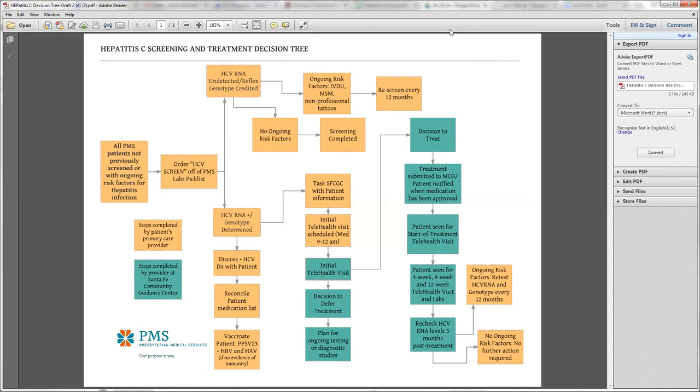I would appreciate it if you did not share my cell phone number with your patients with hepatitis C. And I look forward to working with you all, and hopefully we'll do a lot of treatment of hepatitis C here in the coming months.